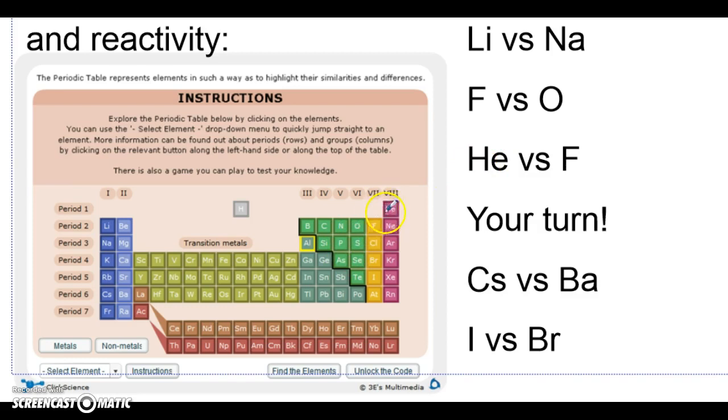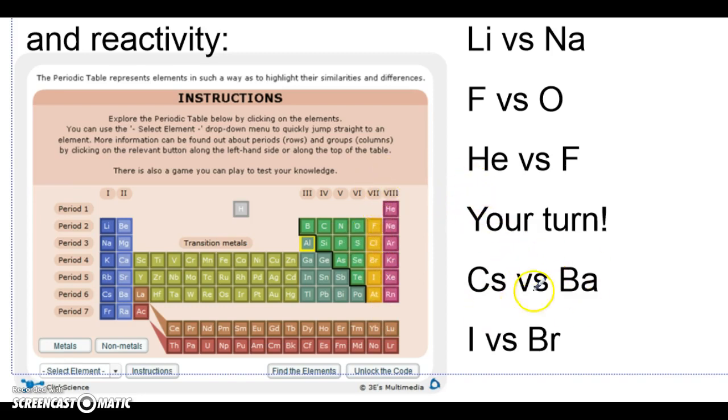Then let's see. For mass, well, we know that mass is going to increase as we go down. So fluorine is going to weigh more than the helium. You could also look at the masses on your periodic table. And for reactivity, well, these guys don't react at all. So fluorine is going to be more reactive.